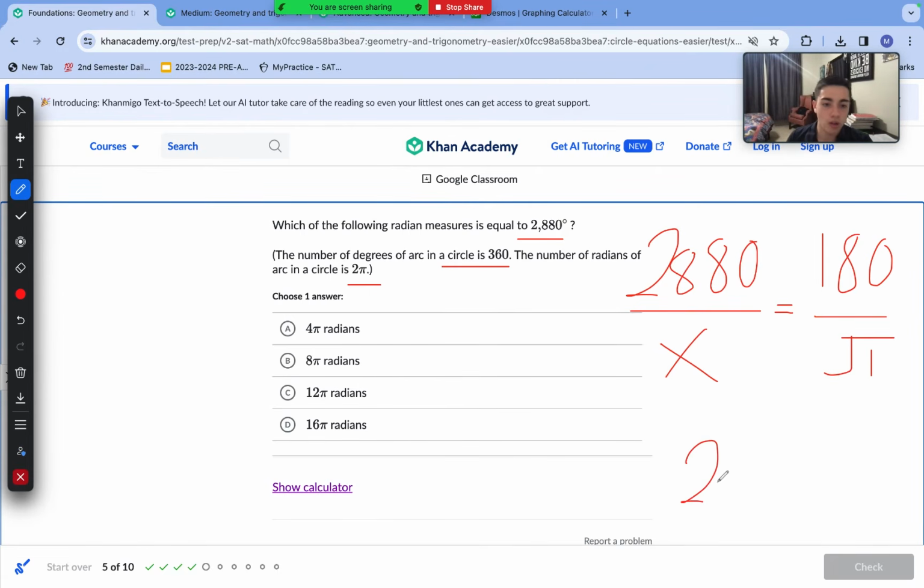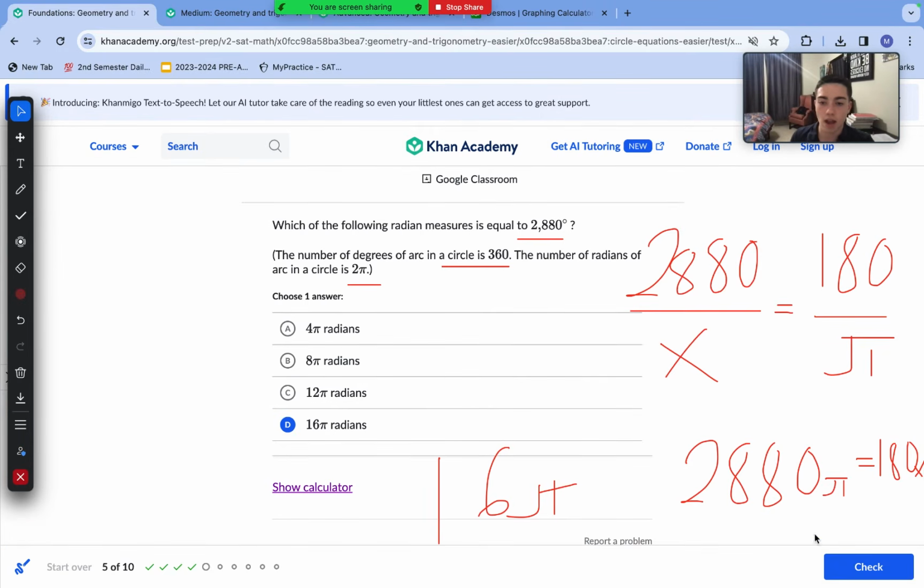We are left with 2,880 pi equals 180x, which means we just need to divide 2,880 by 180. When we do that, we are left with 16 pi. So the number of radians in 2,880 degrees is 16 pi radians.